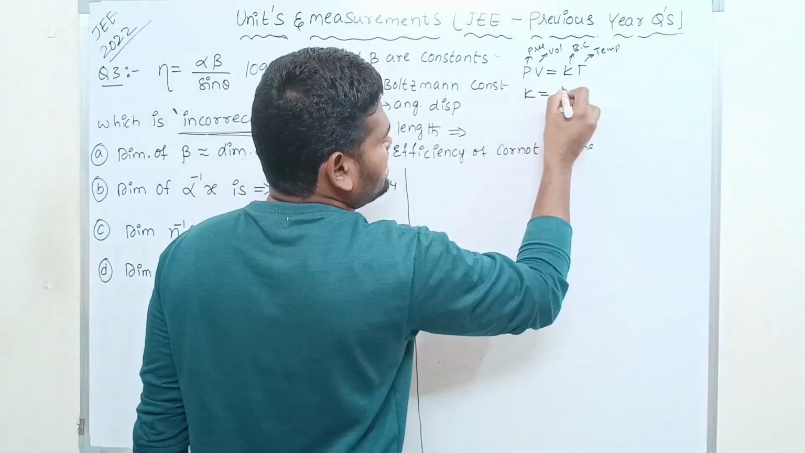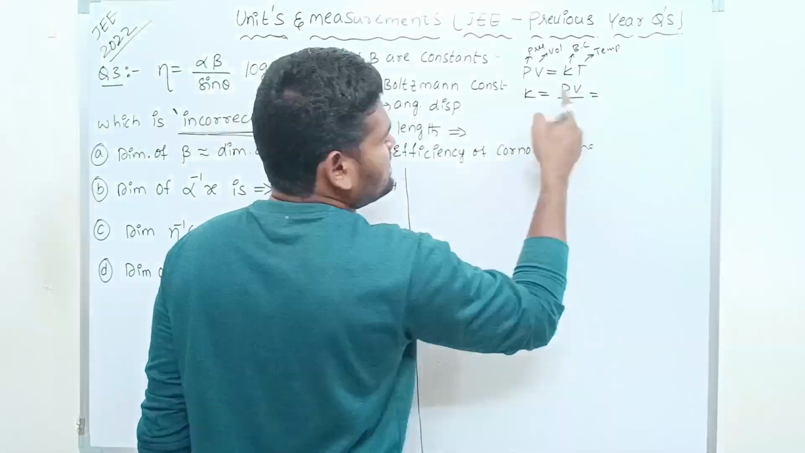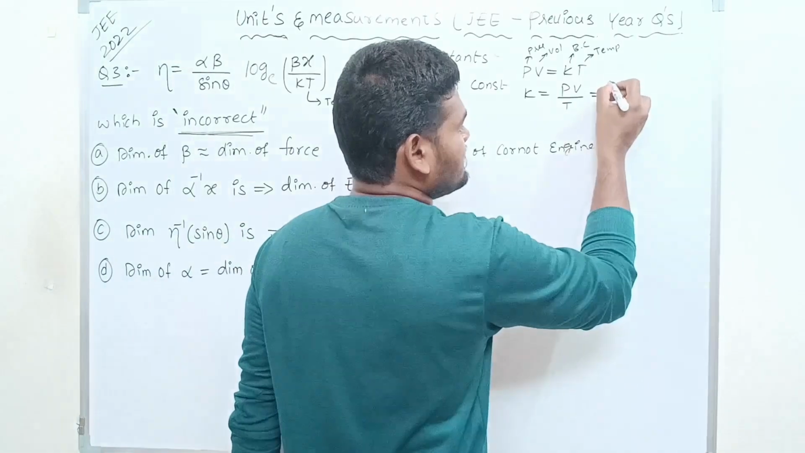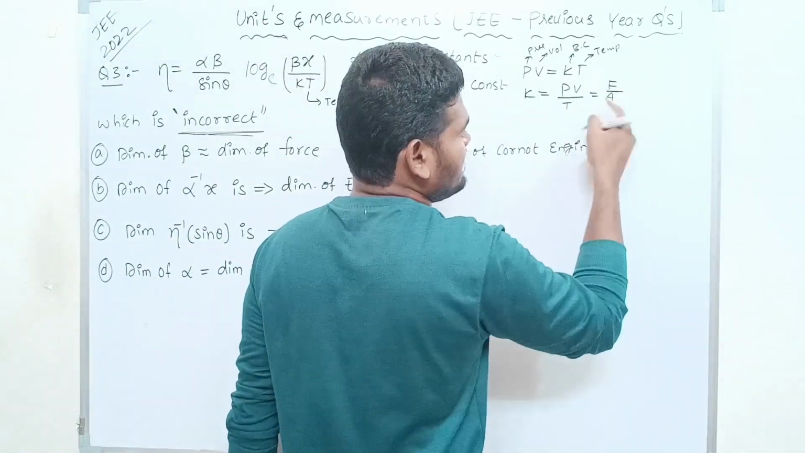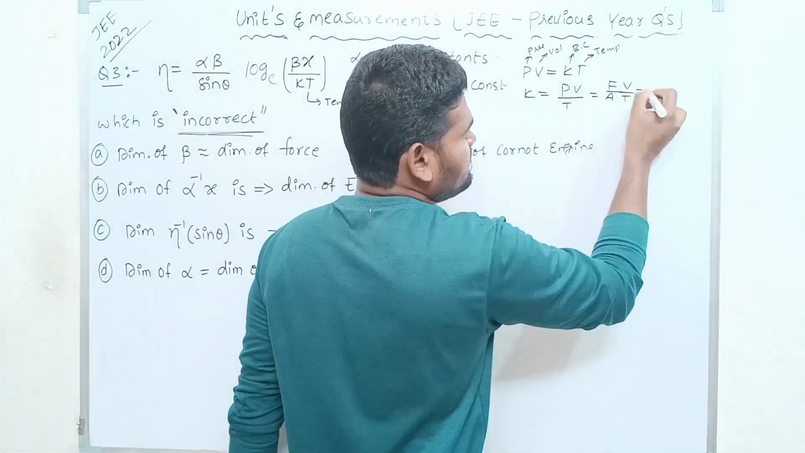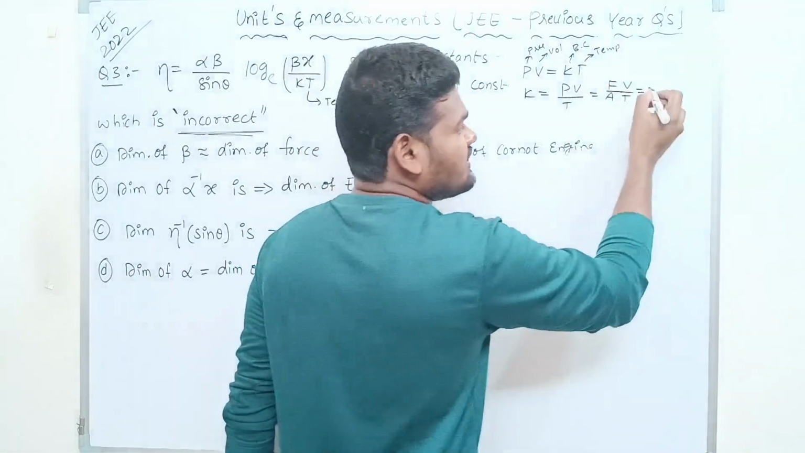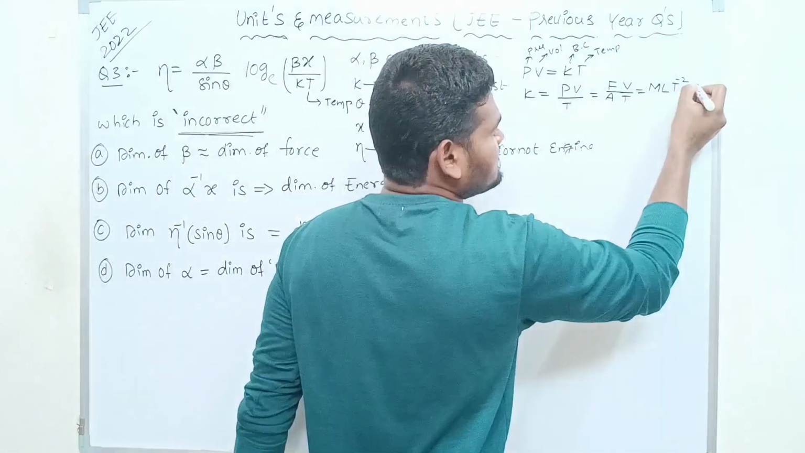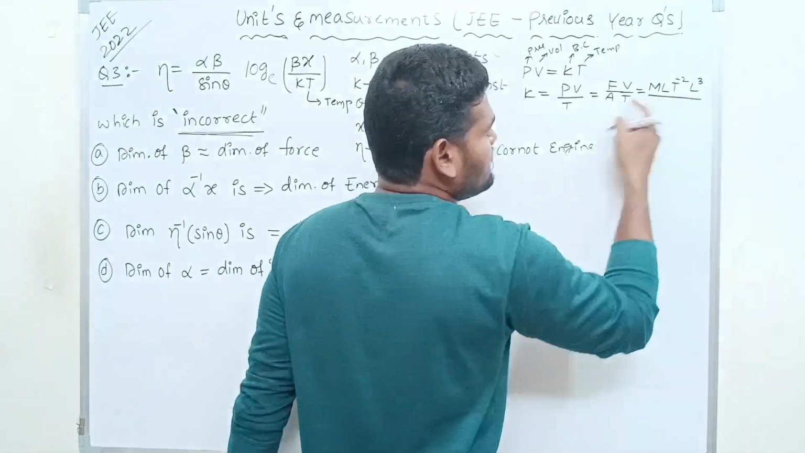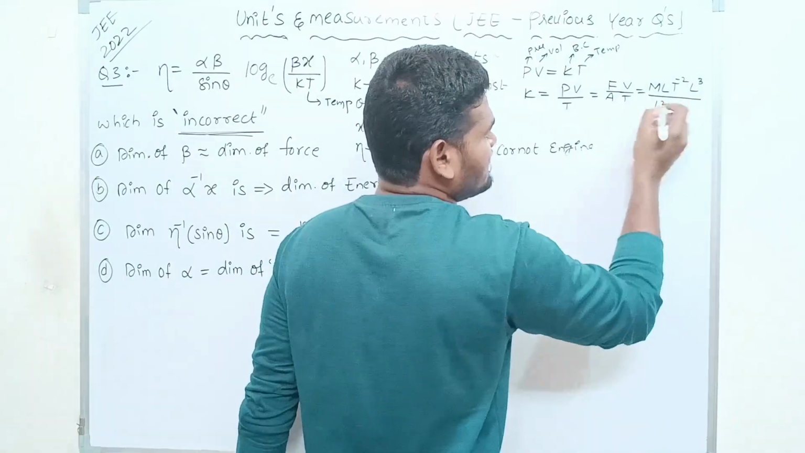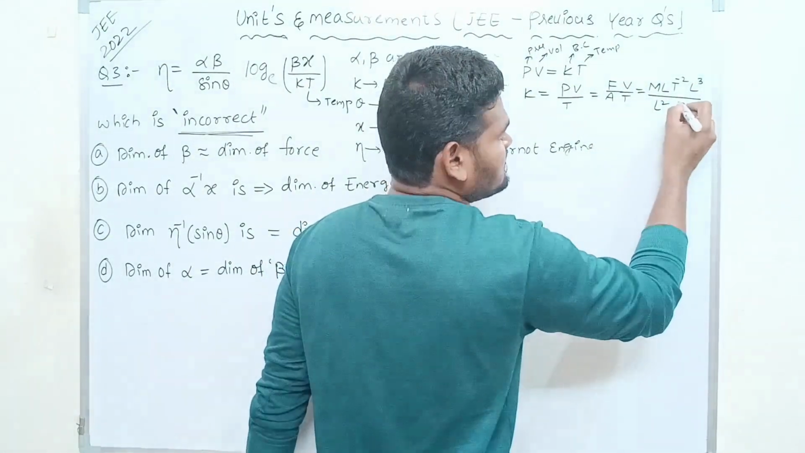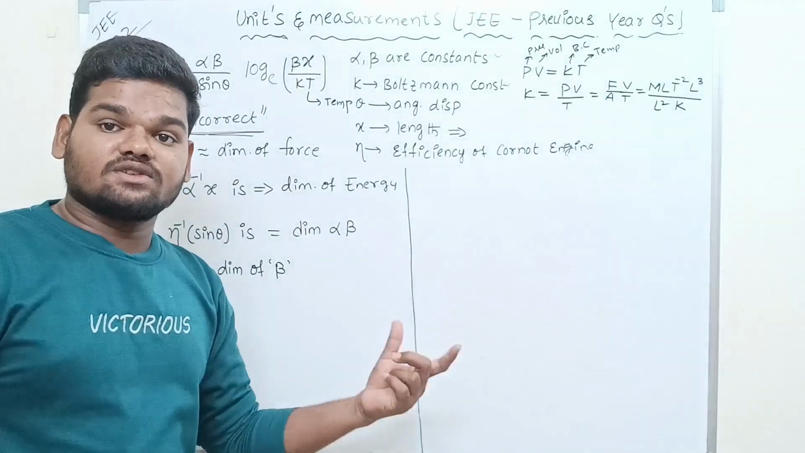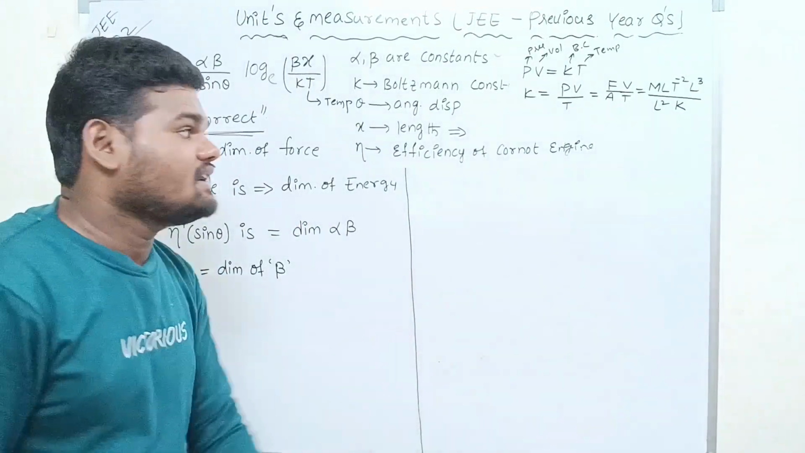So K is equals to PV by T. What is P? P is pressure, which means the force acting per unit area, into V by T. Force F is equals to ma, mass into acceleration, L t power minus 2. V is volume, L cube, divided by A, which means area, L square. T means temperature. Temperature can be shown by capital K or theta. Okay, those two are the symbols for temperature.